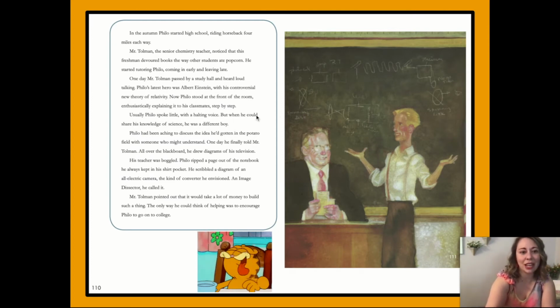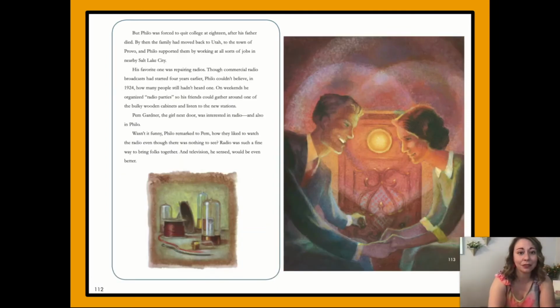So imagine, guys, he's having this idea and putting this all together when he's a freshman in high school. That's really young. But Philo was forced to quit college at 18 after his father died. By then, the family had moved back to Utah to the town of Provo, and Philo supported them by working at all sorts of jobs in nearby Salt Lake City. His favorite one was repairing radios.